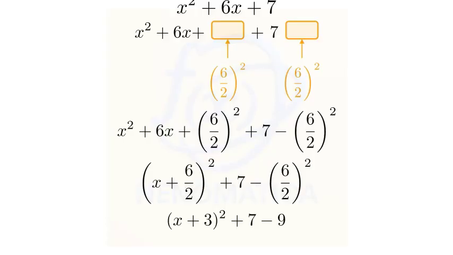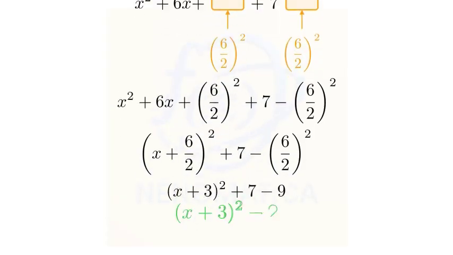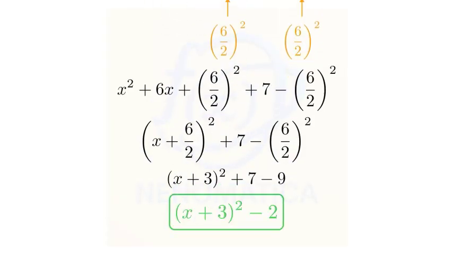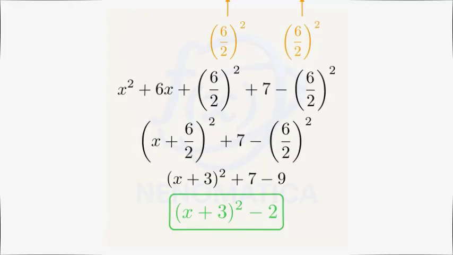6 divided by 2 is 3, and 3 squared is 9. So we get (x plus 3) squared plus 7 minus 9. Finally, combine the constants 7 minus 9 to get negative 2. The completed square form is (x plus 3) squared minus 2.